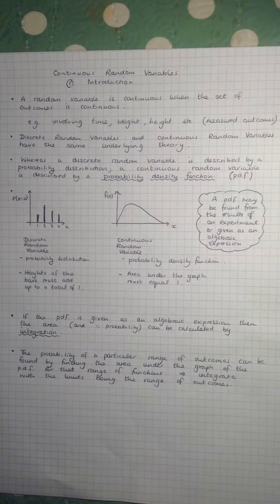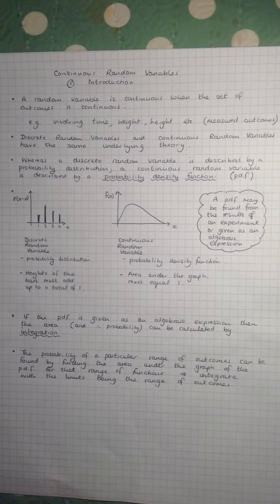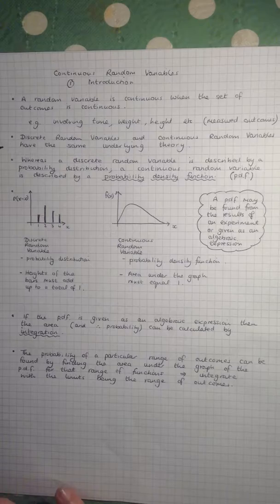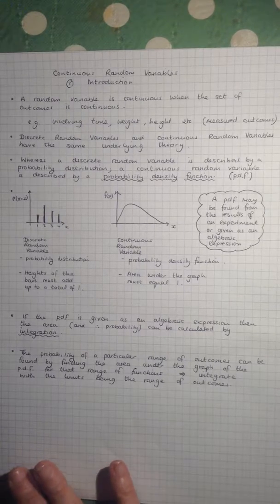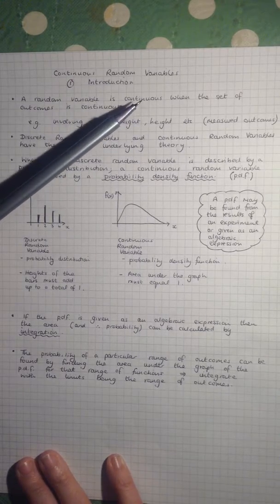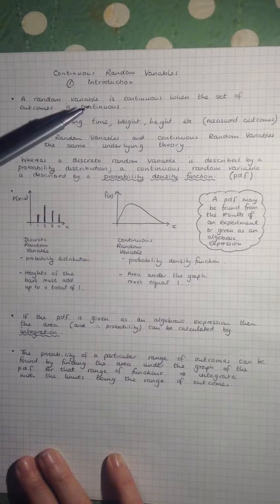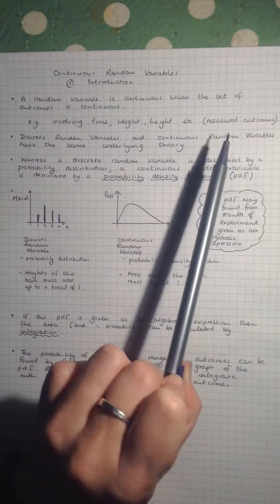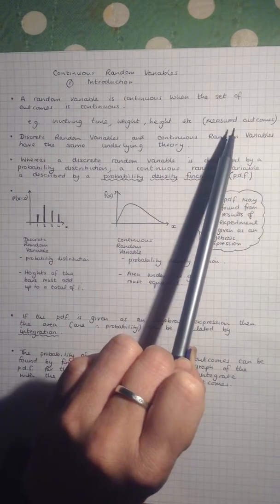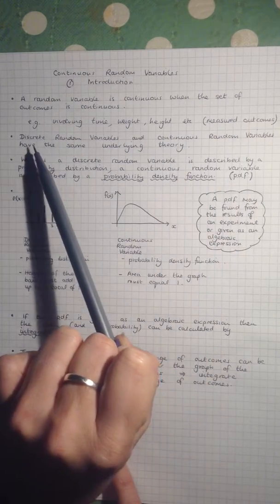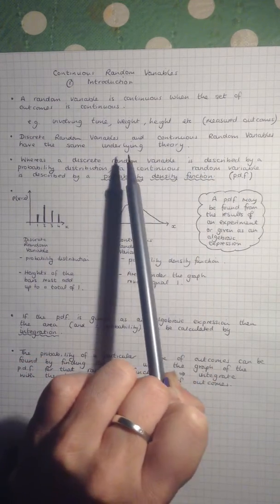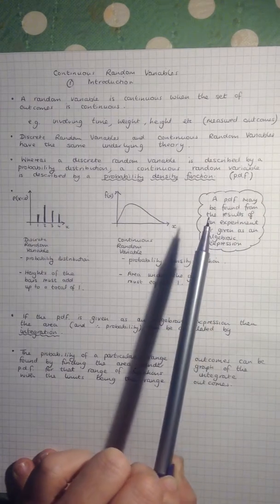This set of videos looks at continuous random variables, and we're starting with an introduction and how they link with discrete random variables that we've already looked at. So a random variable is said to be continuous when the set of outcomes is continuous. So we're looking at data involving time, weight, height, or anything that's been measured rather than counted. Discrete random variables and continuous random variables have the same underlying theory, and there are lots of similarities between them.